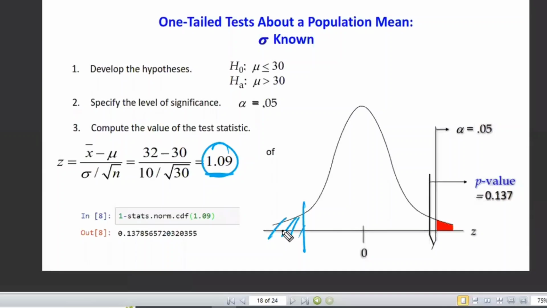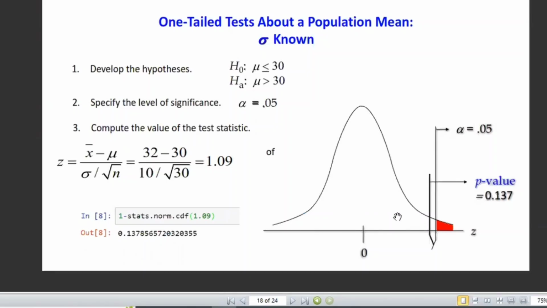Is that clear? You have to do 1 minus because you want the right side area. I have already explained in descriptive statistics how to calculate the right side area. Total area is 1. The table always shows the left side area, but I want the right side area. So the right side area is 1 minus of. Once you do that, you will get the p value.